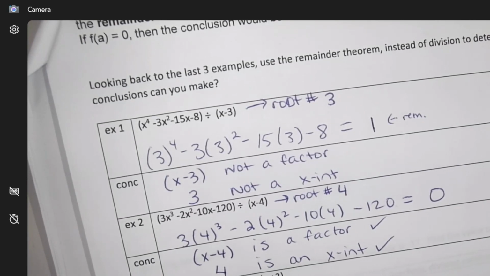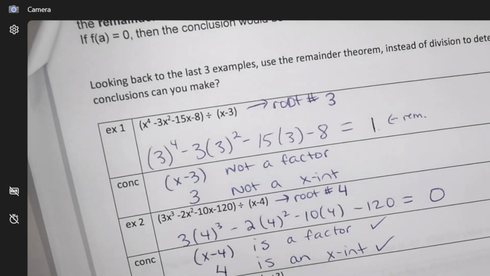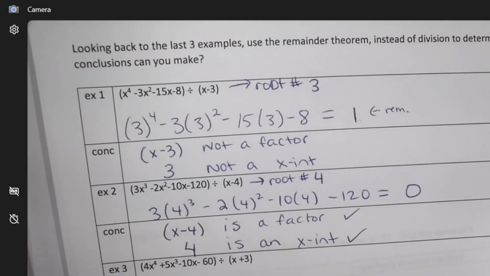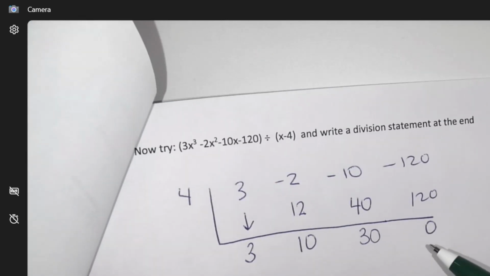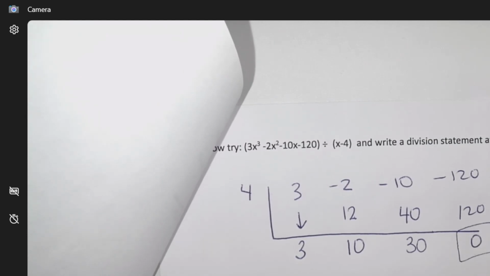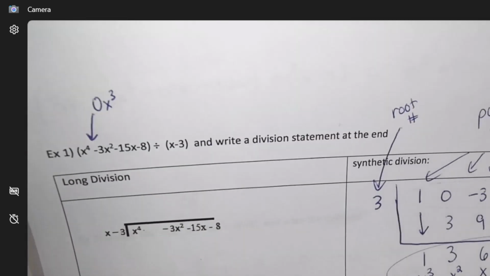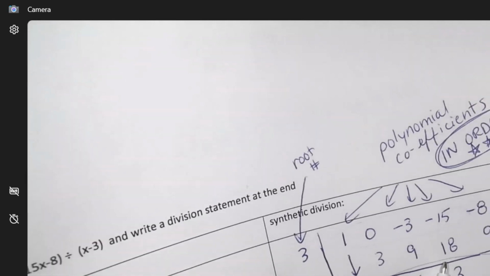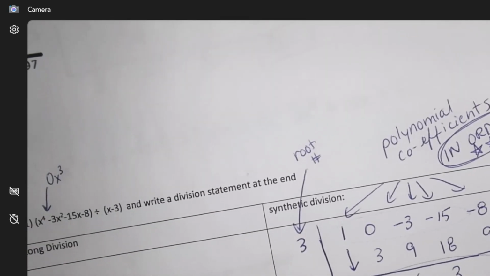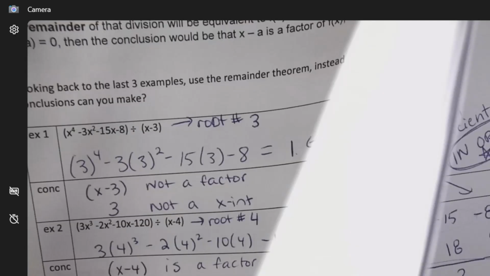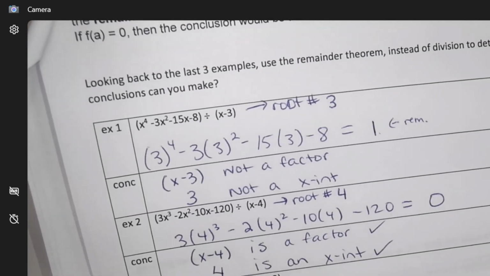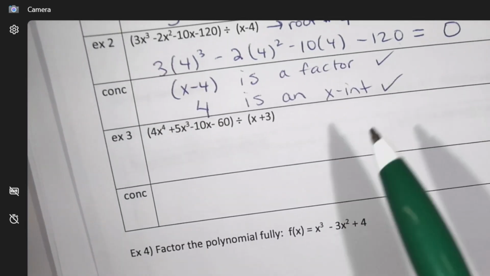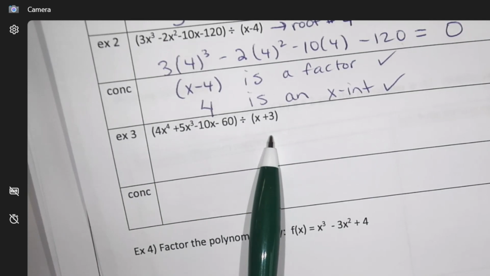So do you notice how this number and this number matched what? Look it back. This is the one we just did. Look at the remainder on our synthetic. 0. And then look at this first one. This is the same question we just did. Look at the remainder. It was 1 there. So your synthetic division and your remainder theorem will work. Okay, I'm going to skip the last one, but just pay attention because this one you would be plugging in a negative 3.